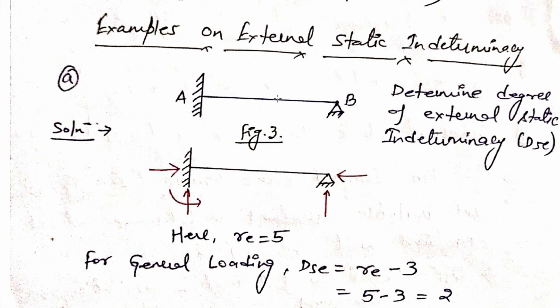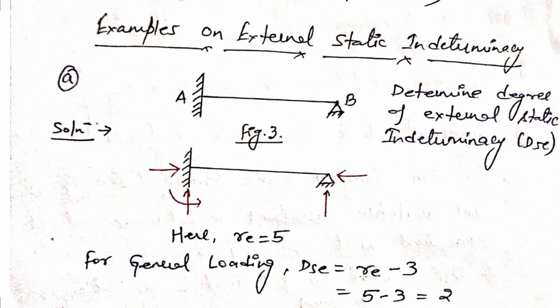So we are considering here the general loading condition. For general loading, DSE is equal to Re minus 3. So Re is equal to 5. How is it 5? At the fixed support, we know one vertical reaction, one horizontal reaction, and one moment exist. So three reactions at the fixed support, and for the hinge support we know two reactions are acting, one vertical and another horizontal. So you consider 1, 2, 3, 4, 5. So the Re value is 5 here.